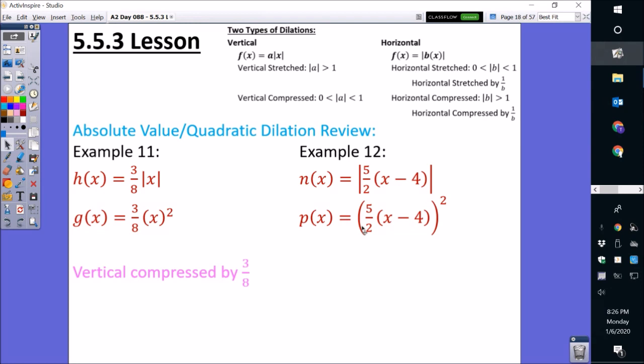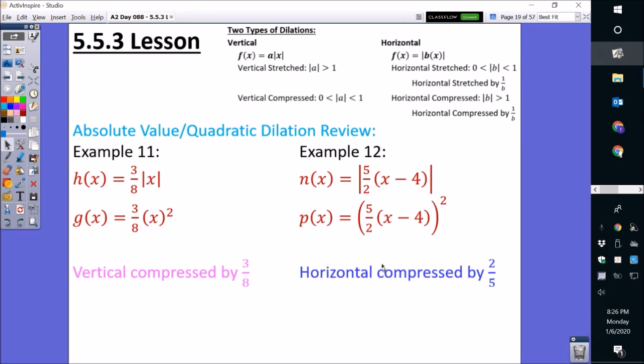So that's going to be a horizontal dilation. So let's take a look at the fraction. Since we see that the numerator, top, is greater than the denominator, bottom, that means our number is going to be more than 1. Since it's more than 1, we're going to say horizontal compress. But don't forget, since it's horizontal, we have to say horizontal compress by the reciprocal number. So horizontal compress by 2 over 5. Now I'm not going to worry about the minus 4. Again, we're just going to focus on the dilation.